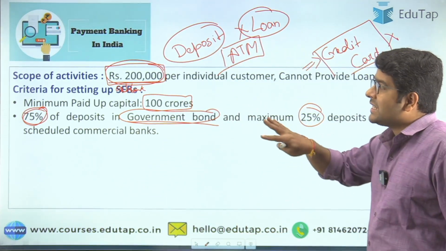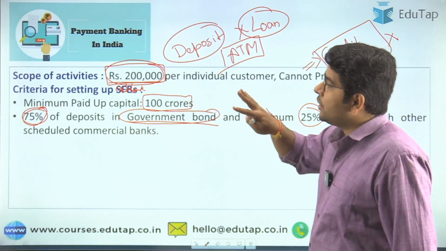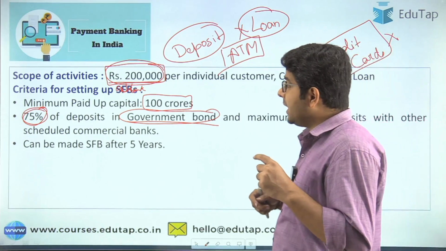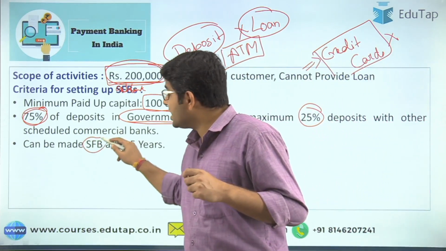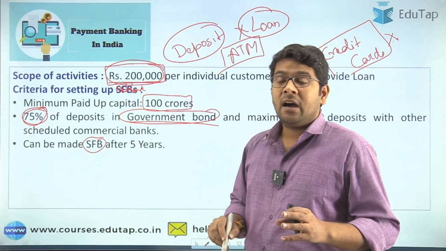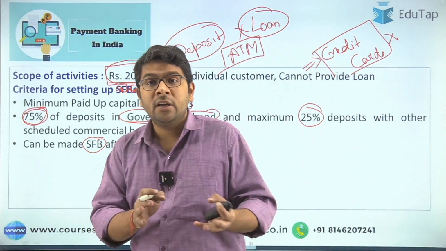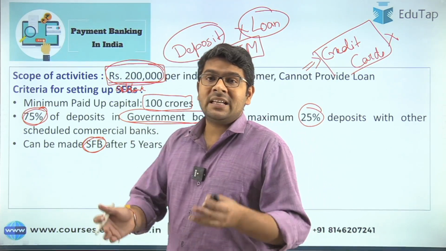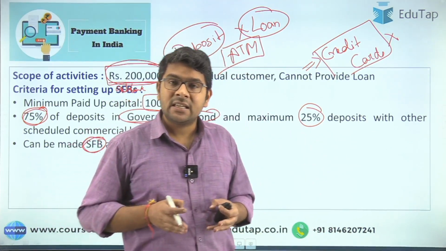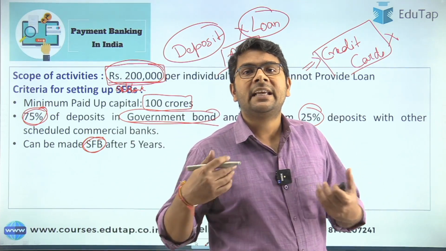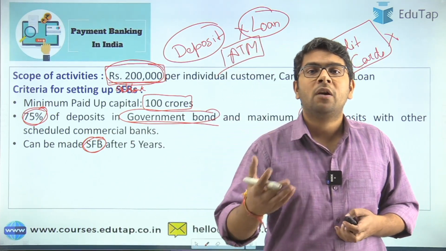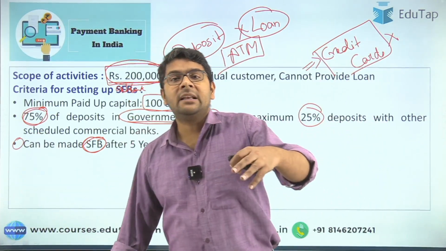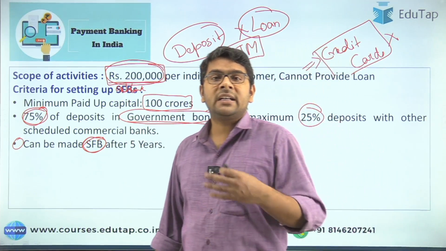So guys, we have discussed the scope of activities and the criteria of setting up a payment bank. Now, yeah, there is one more point guys, that a payment bank can be made into a small finance bank after 5 years. So suppose there is Airtel payment bank which is in existence. If it completes its 5 years, it can apply to be converted into a small finance bank. Okay. Because guys, that way it can generate more profits. It can indulge in the activities of lending.